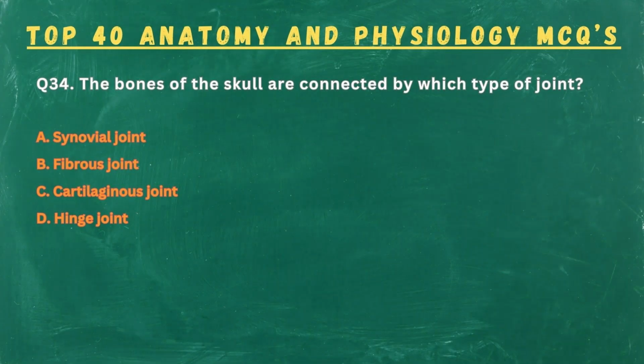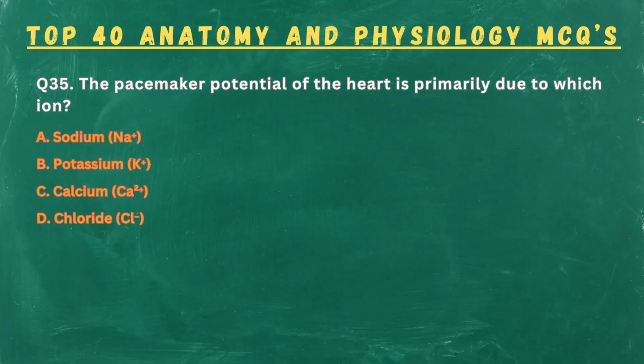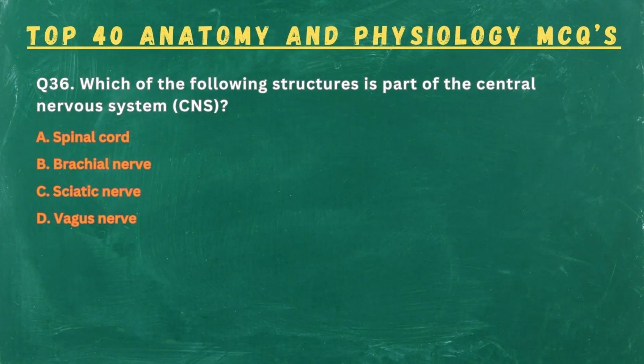Q34. The bones of the skull are connected by which type of joint? A. Synovial joint. B. Fibrous joint. C. Cartilaginous joint. D. Hinge joint. Answer: B. Fibrous joint. Q35. The pacemaker potential of the heart is primarily due to which ion? A. Sodium, Na. B. Potassium, K. C. Calcium, Ca2+. D. Chloride, Cl. Answer: C. Calcium, Ca2+.